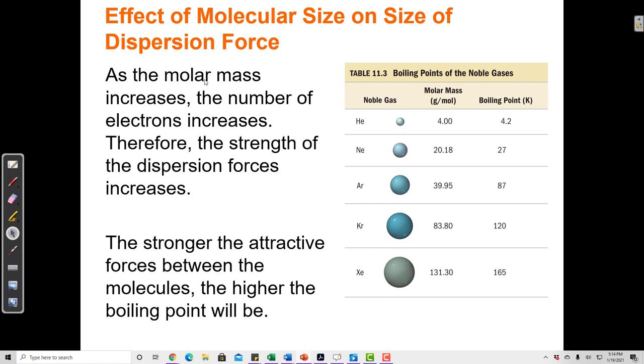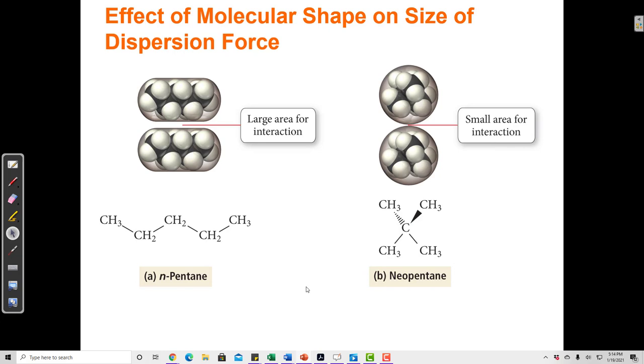Also, as the molar mass increases, the number of electrons increases, and as the number of electrons increases, then the particle becomes more polarizable. And here's an example of what happens when we have different shaped molecules.